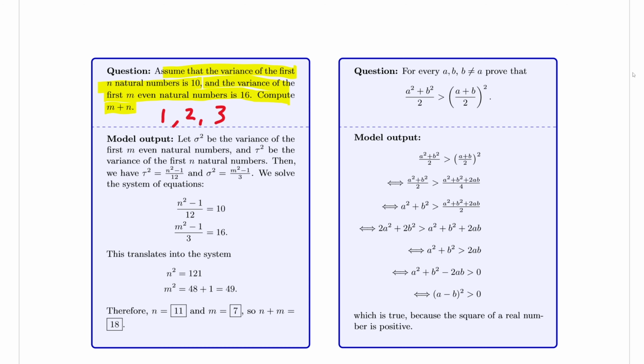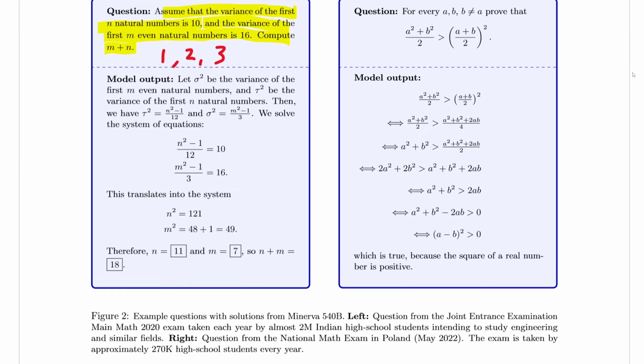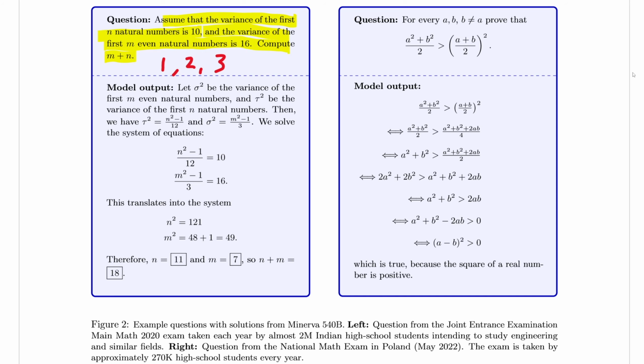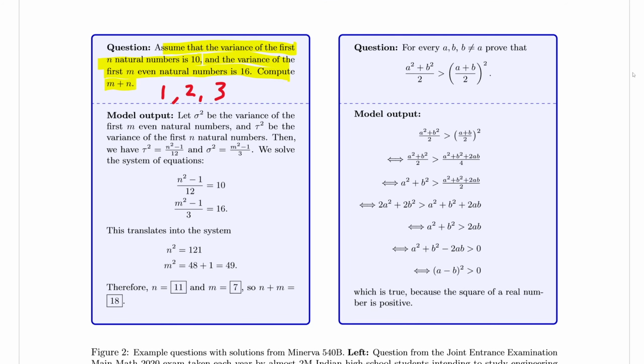So this is not a very easy question, as you can see. I think the model gets this right. Let's check. So example left. This is from the Joint Entrance Examination Main math 2020 exam, taken each year by almost 2 million Indian high schoolers. So this is high school, but going into, I guess, college. This is interesting. So it's clearly not a simple problem. It doesn't say if the model gets it right or not, but I'm assuming it does or they probably wouldn't be showing this example.